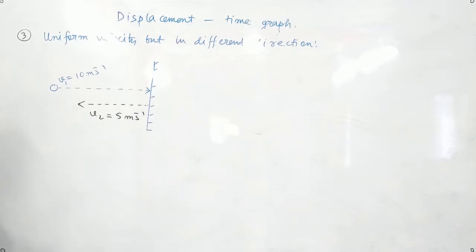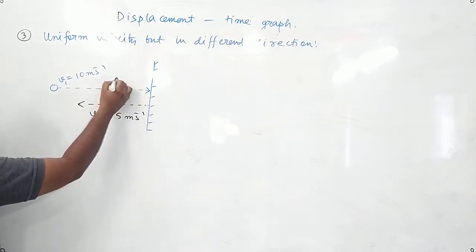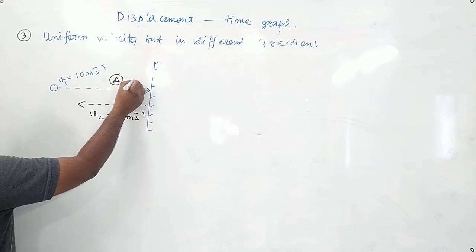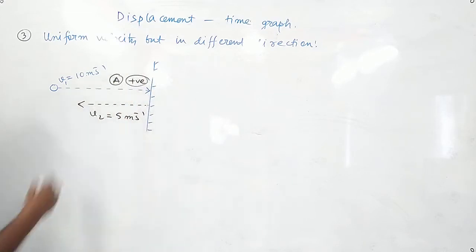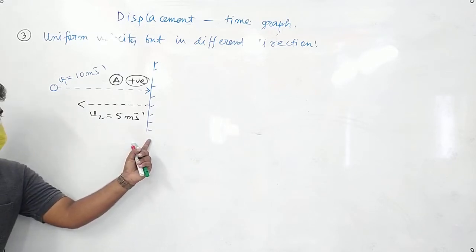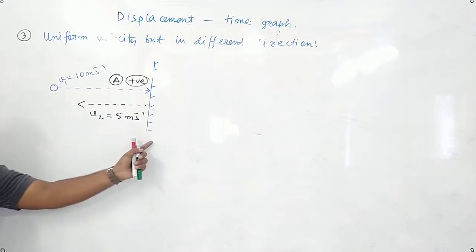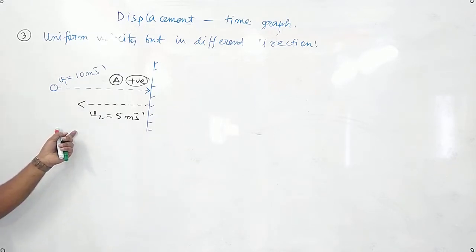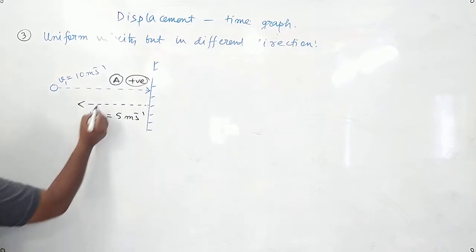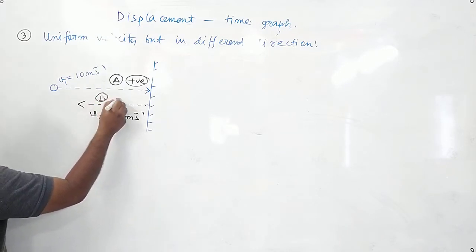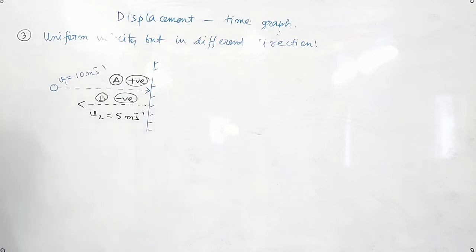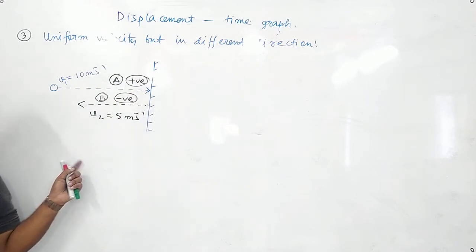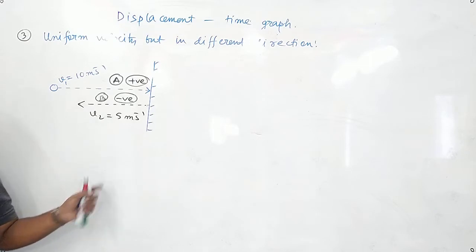So there are two cases. First, when the ball is moving towards the positive x direction, that is case A, and then the ball is getting reflected and moving towards the minus x direction. So case B is when the ball is moving in the negative direction. We will do both of the cases. Is that clear? Sit straight.